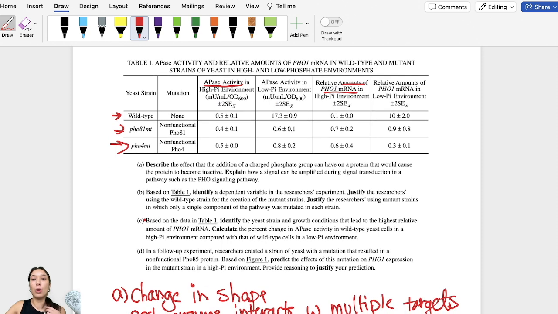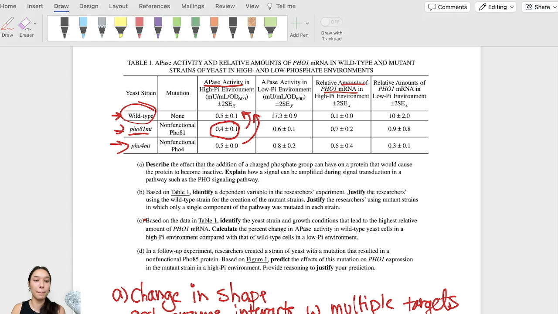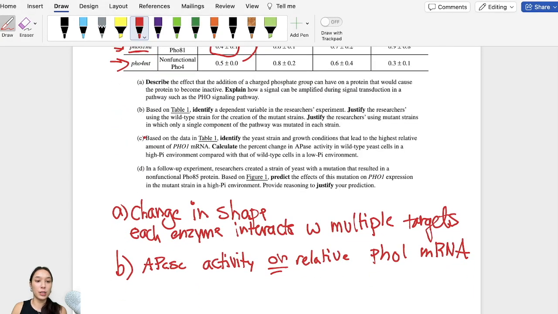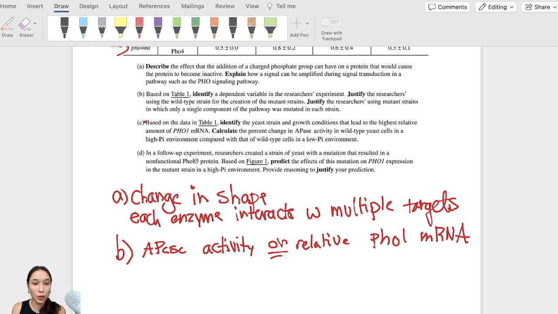Because I could tell you, oh, it's going to be 0.4 APA's activity when I knock out faux 81, but compared to what? Is it upregulated or is it downregulated? I don't know because I don't know what the standard is. So that's the purpose of the wild type. You're going to be comparing both of these back to your wild type, okay? So in terms of justifying this, it's so that you can see the difference in terms of the experimental results between the strains, okay, that are caused just by the mutation.